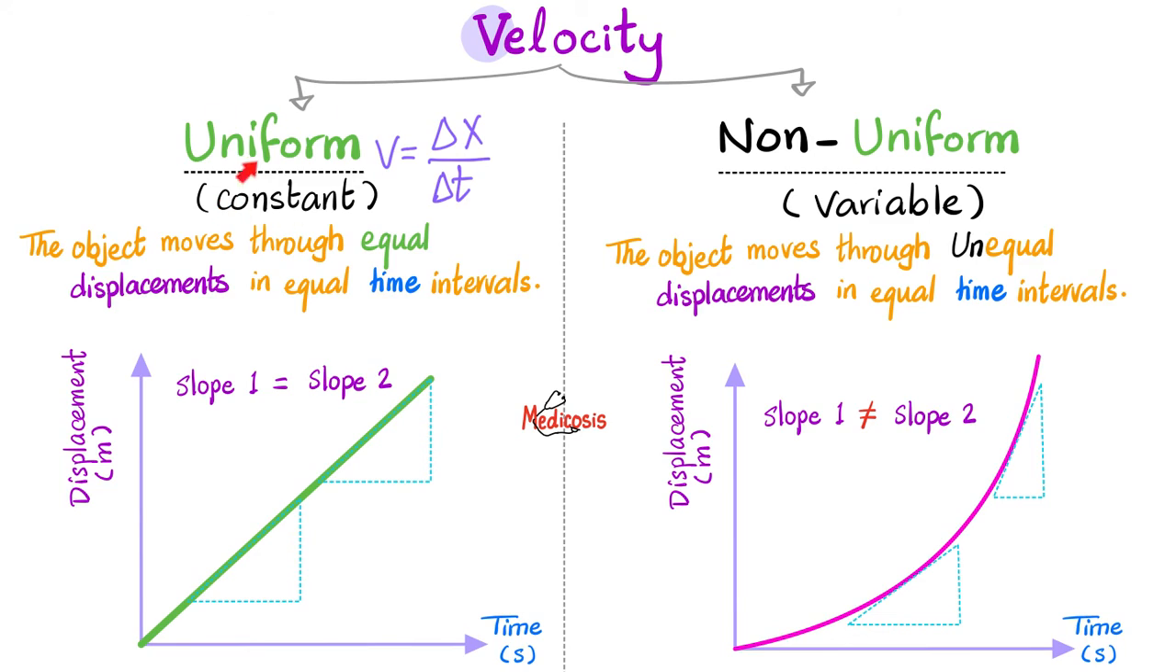So the definition of uniform velocity is that the object moves through equal displacement in equal time intervals. And the definition of non-uniform is that the object moves through unequal displacement in equal time intervals.